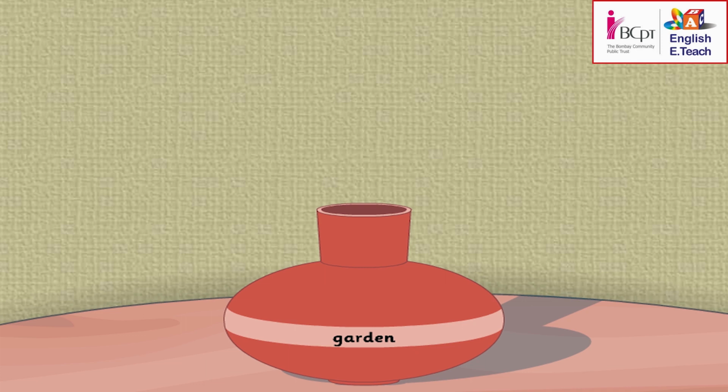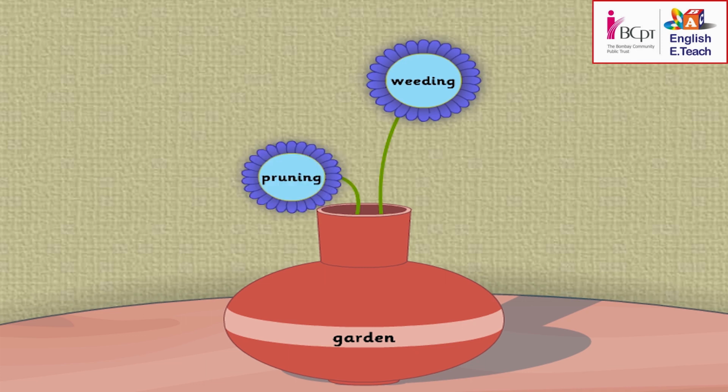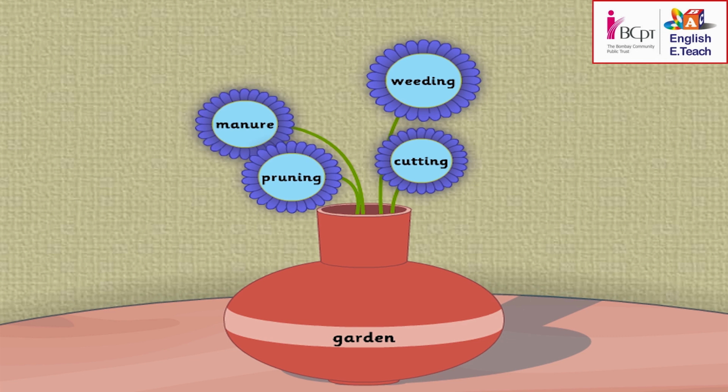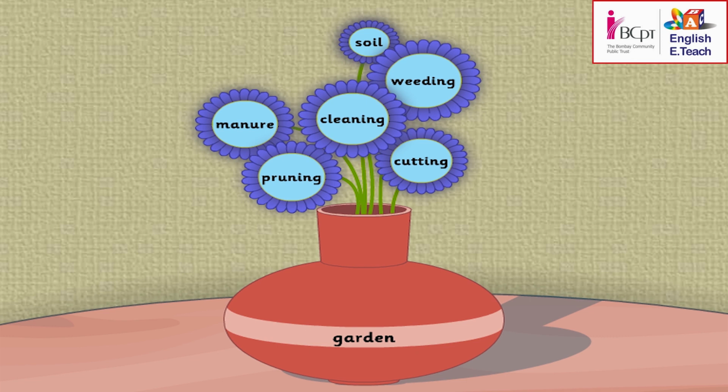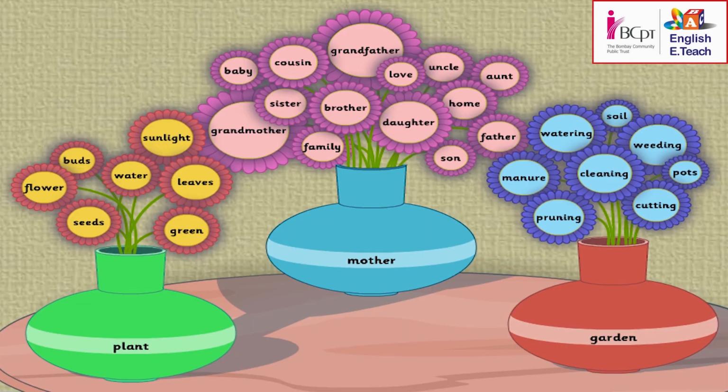Garden, weeding, pruning, cutting, manure, cleaning, soil, pots, watering. Write these words down and learn them. Join with your friends and try to do the same with other words.